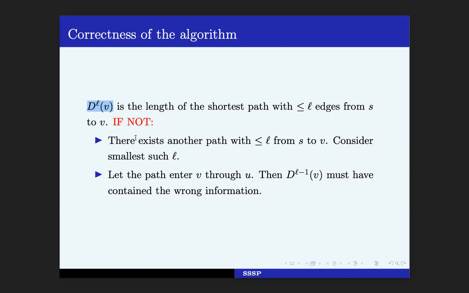So if not, then that means that there exists another path of length less than L from S to V. So consider the smallest such L, and let that path enter V through U. In that case, D_{L-1}(V) must have been the shorter path there, right?